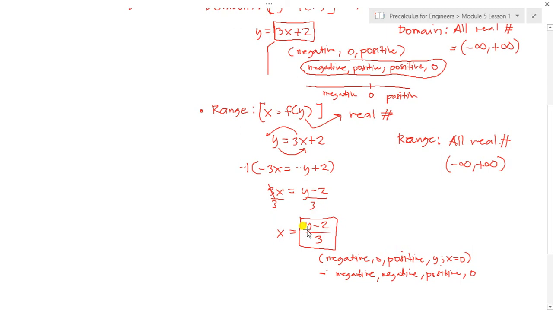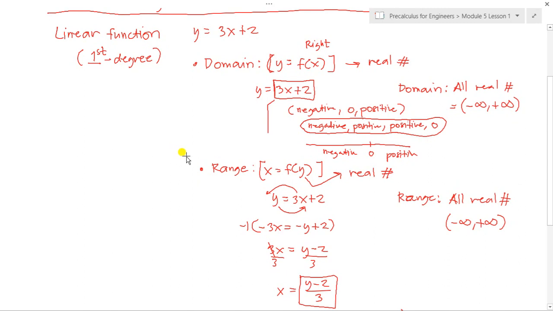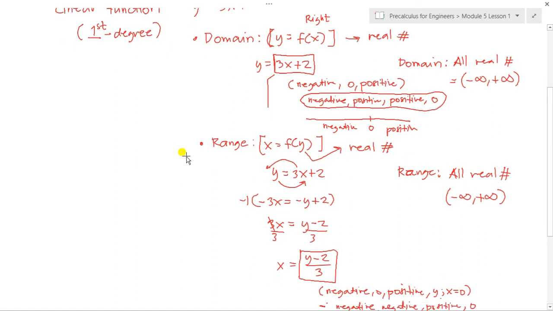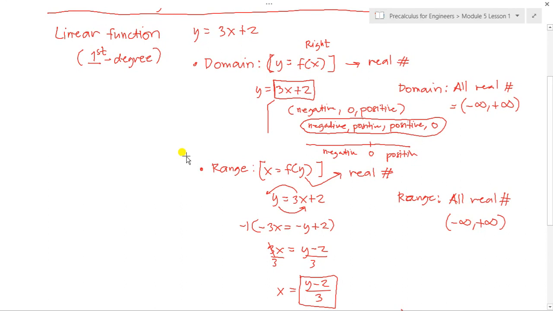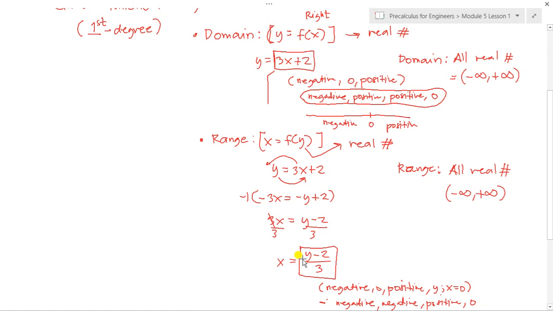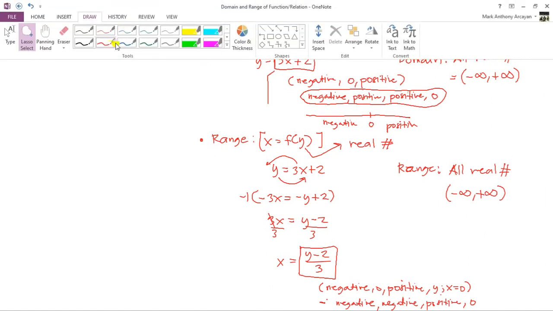That one will come in later, when the variable ends up in the denominator. In that case, it is no longer a linear function. That is a rational function, so we will reach that part. For this one, it is a linear function. Again, for linear functions, it is automatic. All the ones we have solved, the domain and the range approach all real numbers. So again, if y ends up in the denominator, that is a different case, and it is no longer a linear function.